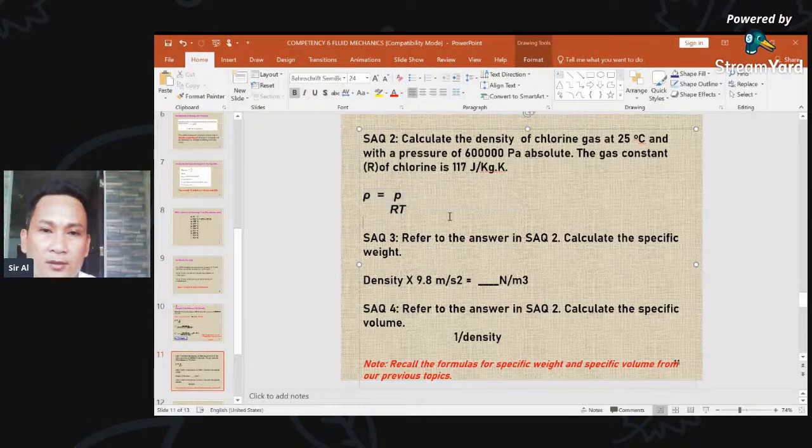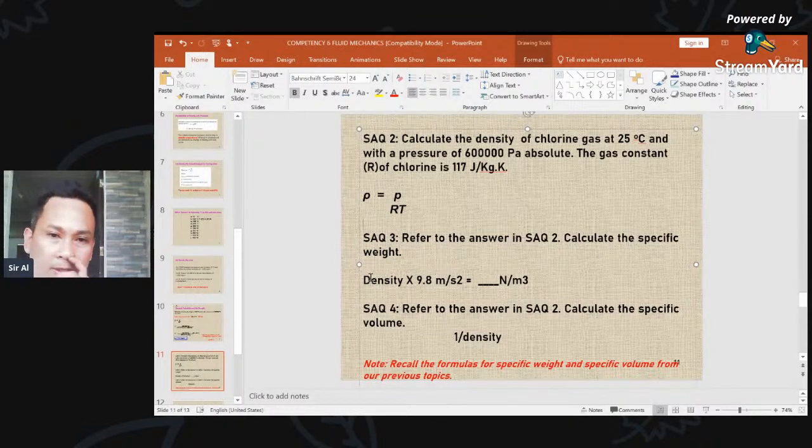So here's the formula. Density equals pressure divided by RT. Just follow the formula, substitute, and do the calculation, and you'll be able to get the density. For SAQ3, we're going to refer to SAQ2. The answer there will be our reference for the calculation of the specific weight.